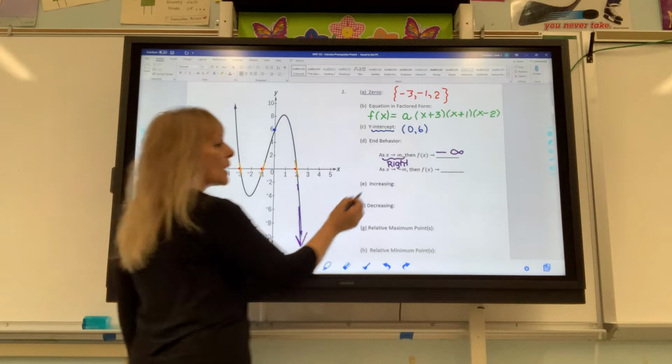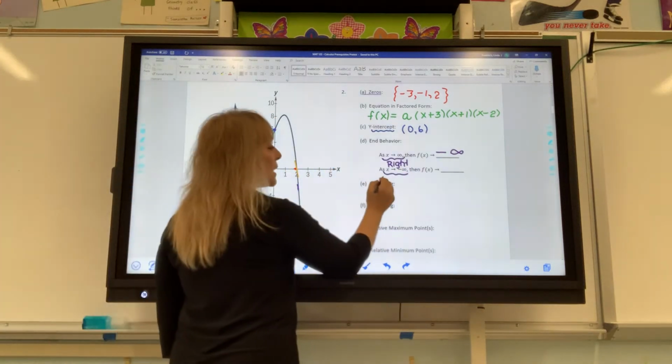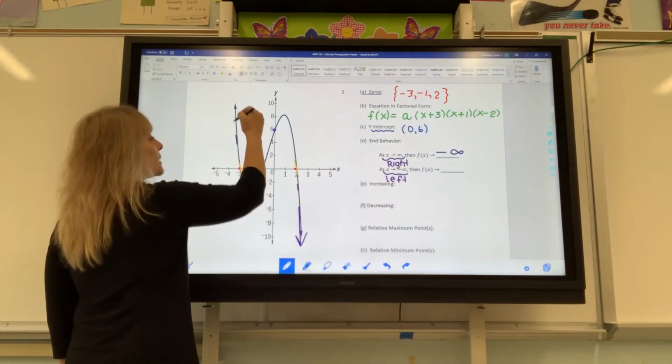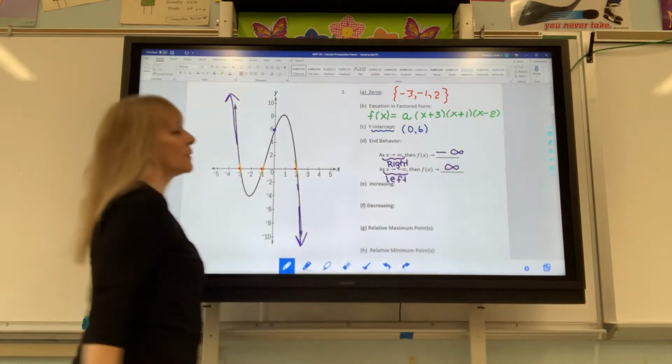Anytime they're asking x to go to -infinity, -infinity is on the left-hand side for x. So when you look at your graph, look where it's going on the left-hand side, and it's going up, which means +infinity.